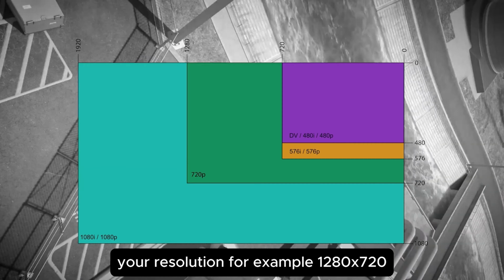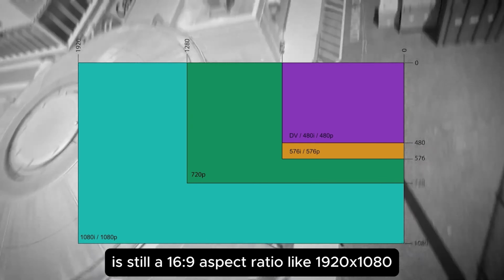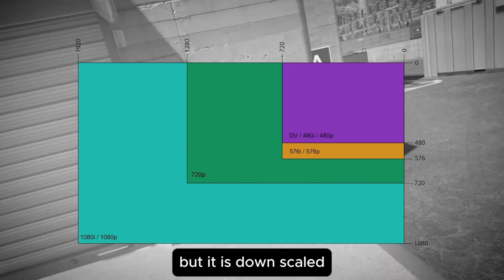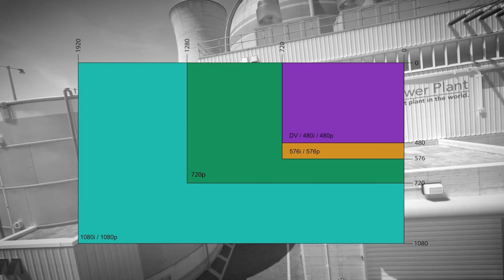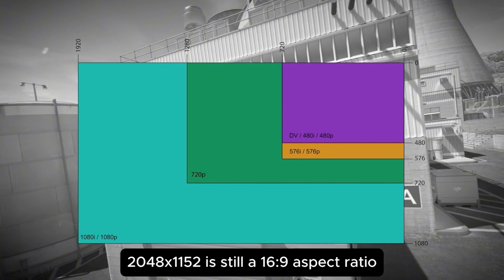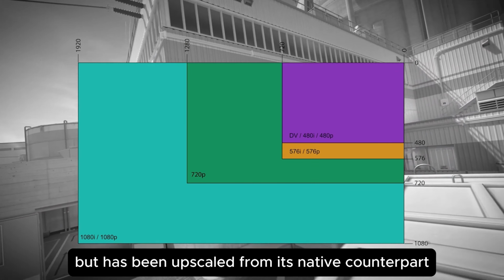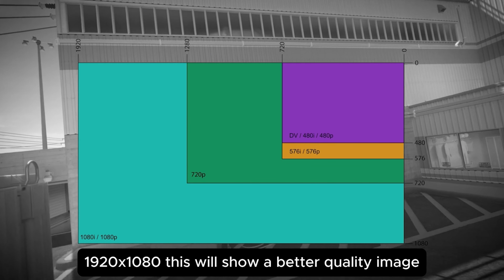For example, 1280 by 720 is still a 16 by 9 aspect ratio, like 1920 by 1080, but it is downscaled so the image will be a lower quality. This can be done the other way around as well. 2048 by 1152 is still a 16 by 9 aspect ratio, but has been upscaled from its native counterpart 1920 by 1080. This will show a better quality image.